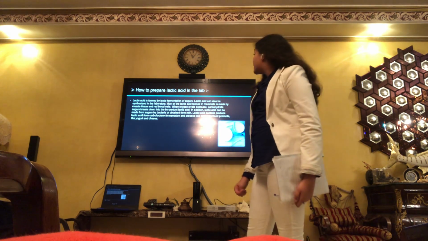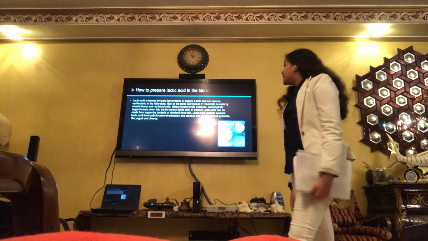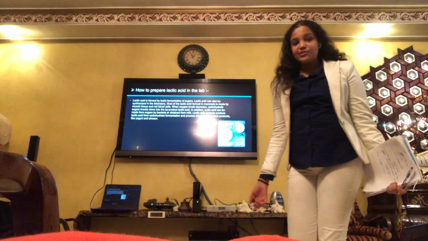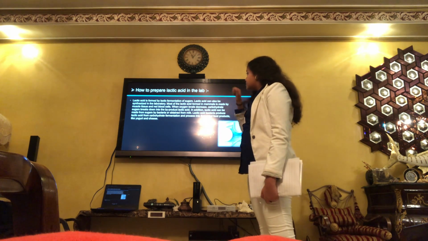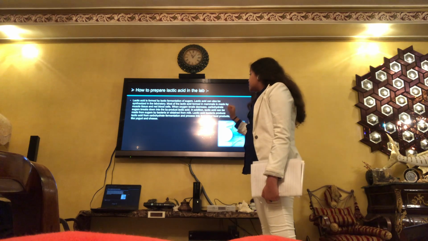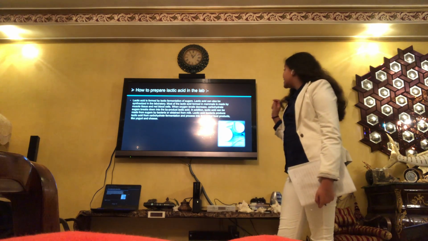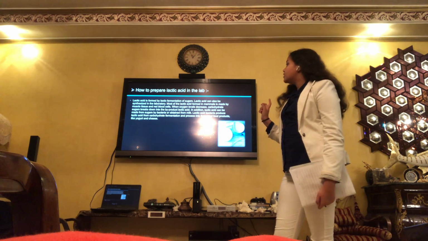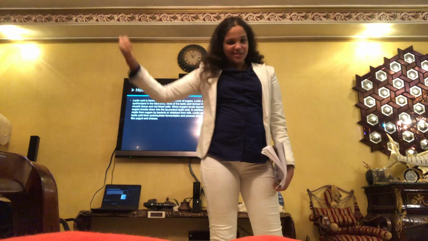Now how to prepare lactic acid in the lab. Lactic acid is formed by lactic fermentation of sugars. Lactic acid can also be synthesized in the laboratory. Most of the lactic acid formed in mammals is made by muscle tissue or red blood cells. You know, lactic acid is also in our muscles.